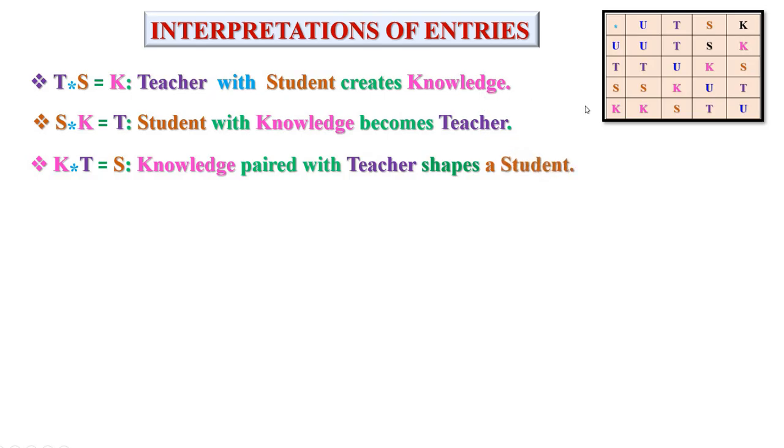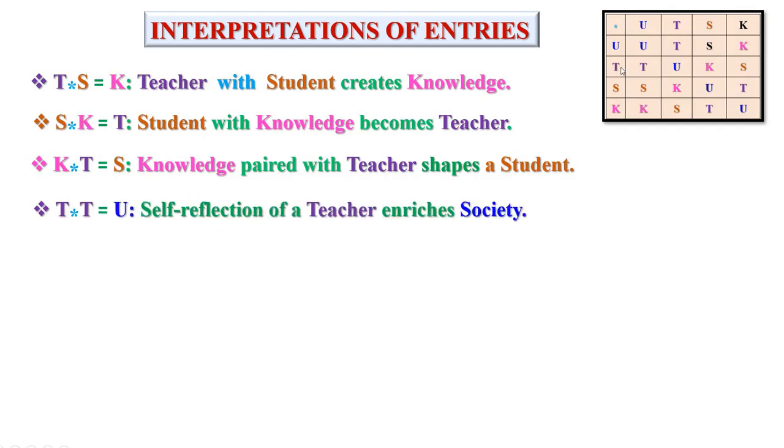Next is K with T. K with T is S. So knowledge paired with a teacher definitely shapes a student. Now T star T is U. We already said that U is the society. So the self-reflection of a teacher definitely enriches society.